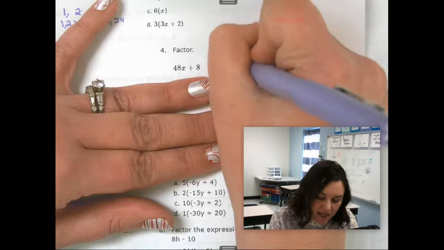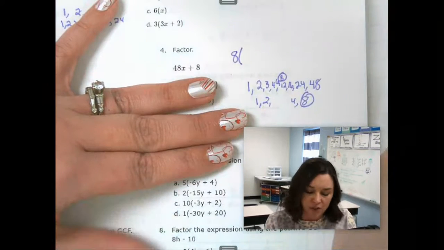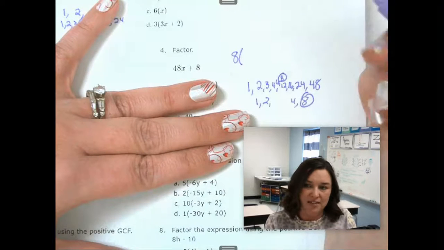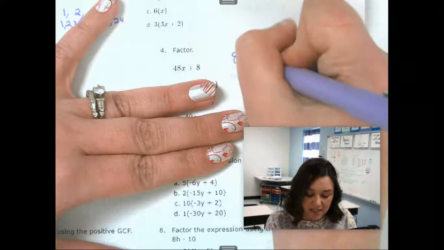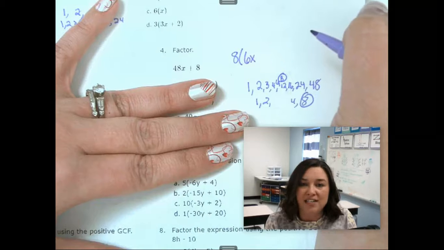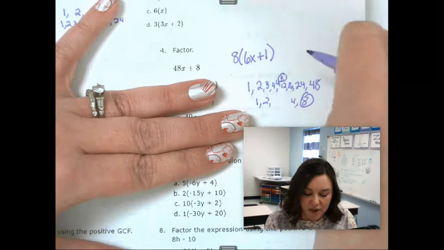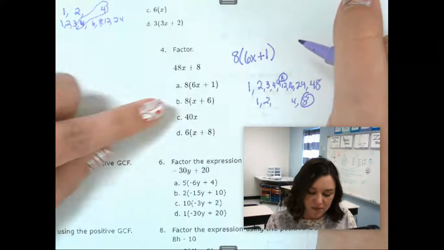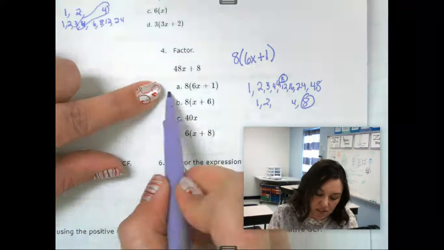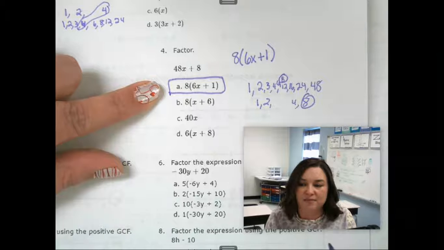So I would put that 8 out front, and I'd say, okay, what's 48x divided by 8? Well, 48 divided by 8 is 6, and we put the x. And what's 8 divided by 8? It's 1, so we put 1. So our answer is 8 times 6x plus 1, which is letter A.